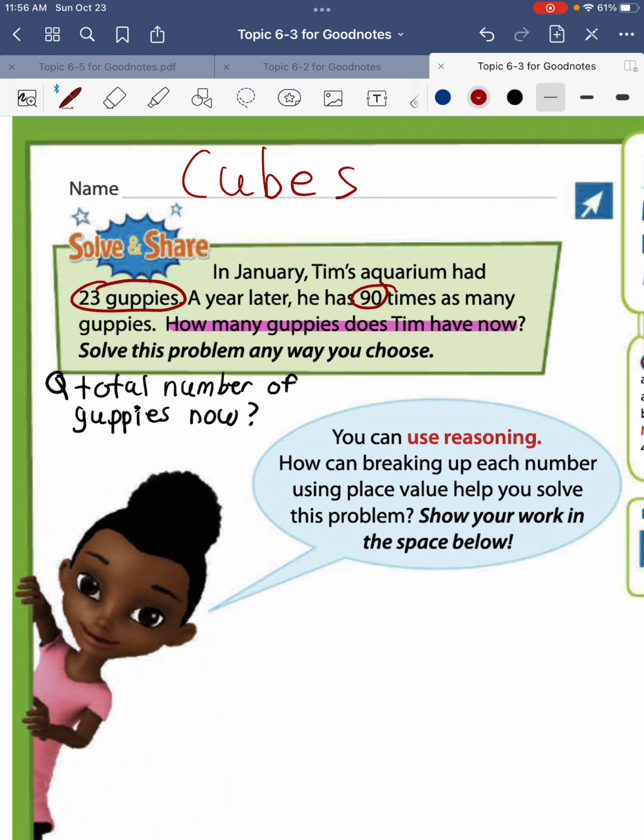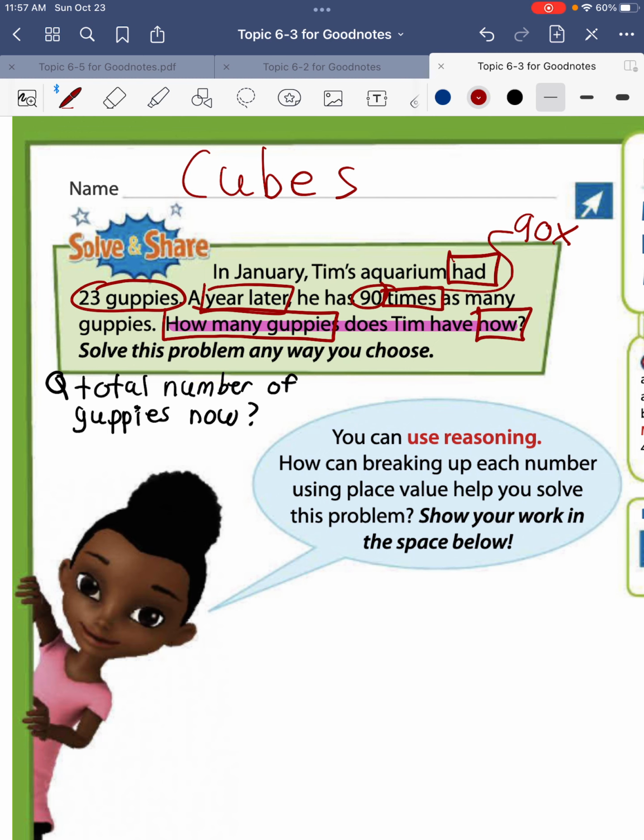So in January, Tim's aquarium, I'm going to box in had. So he had 23 guppies. And then it says a year later, so I'm going to box in year later, he has 90 times as many guppies. When it says 90 times, that tells us that we're going to be doing 90 times something. Okay? And it wants to know how many guppies does Tim have now?